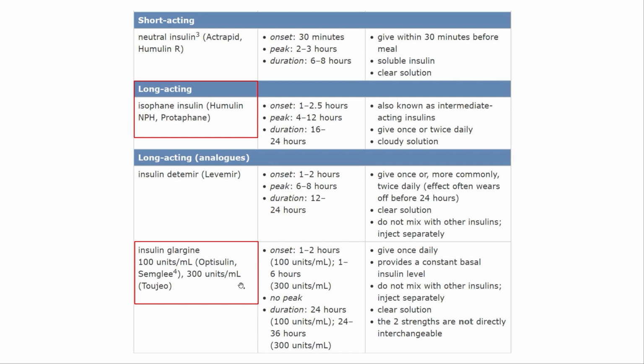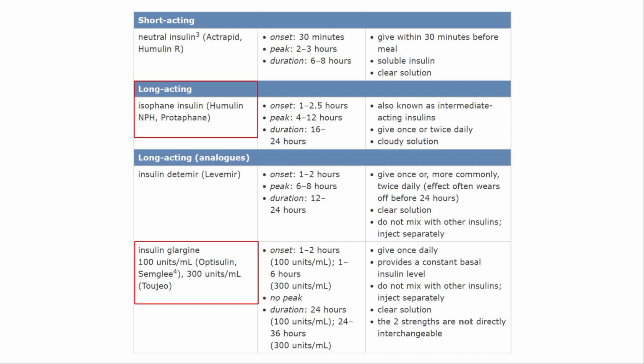These are what you take either in the morning or at night, and they can last 12 to 24 hours. They give you a basal insulin. They hang around for the whole day, and that's kind of your baseline insulin that just constantly keeps you going.